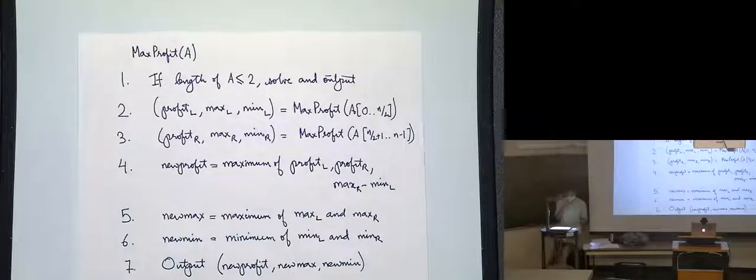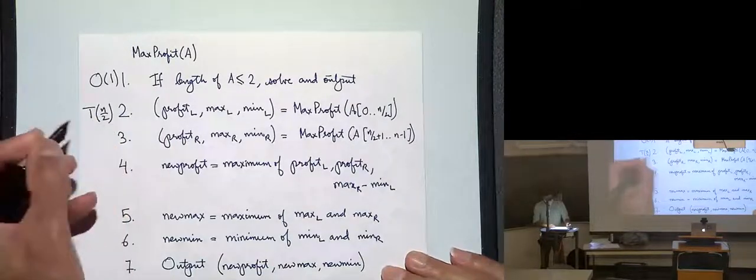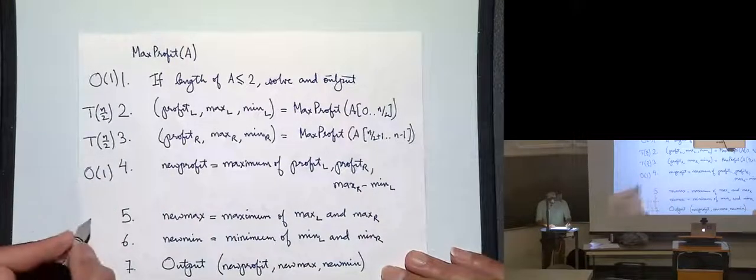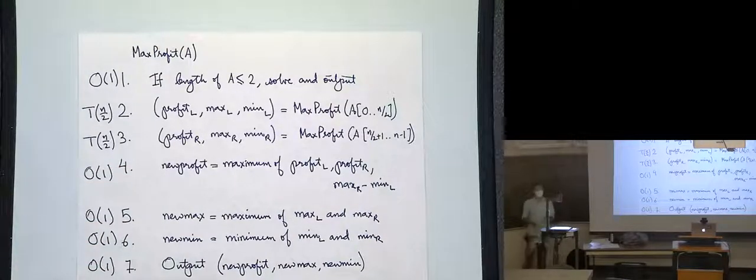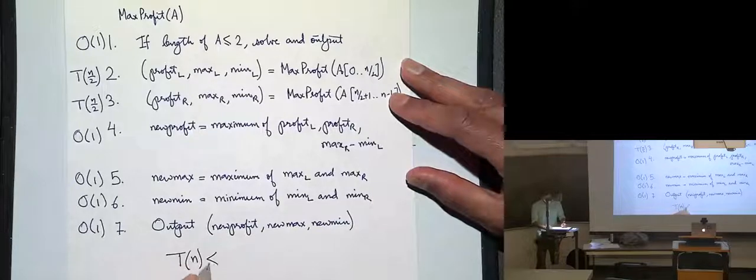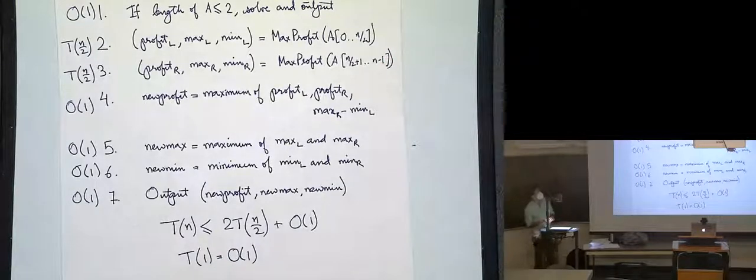Does this make sense? So observe O of 1, T of n over 2 there, T of n over 2 there. That's O of 1, O of 1, O of 1, O of 1. So the combine is also O of 1. So the recurrence that we get, T of 1 is O of 1. Okay? So it's clear? Any questions about that?